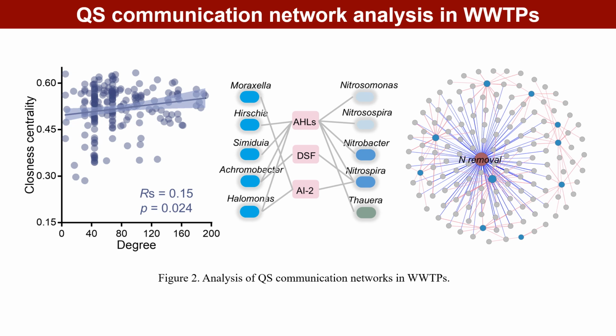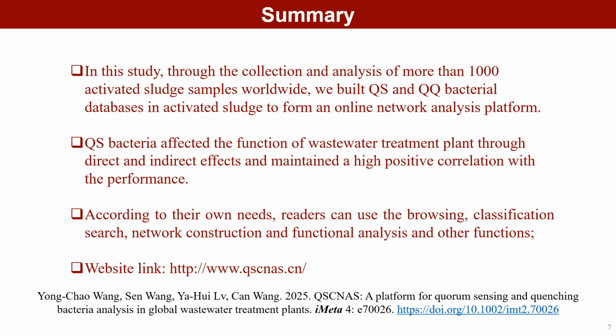The abundance of these QS bacteria was also significantly positively correlated with their performance. In this study, through the collection and analysis of more than 1,000 activated sludge samples worldwide, we built QS and QQ bacterial databases in activated sludge to form an online network analysis platform. QS bacteria affected the function of wastewater treatment plants through direct and indirect effects and maintained a high positive correlation with the performance. According to their own needs, readers can use the browsing, classification search, network construction and functional analysis and other functions.